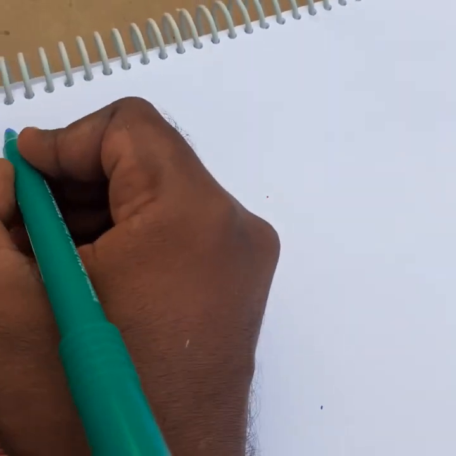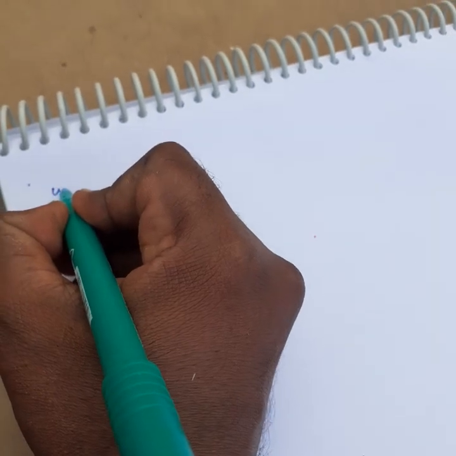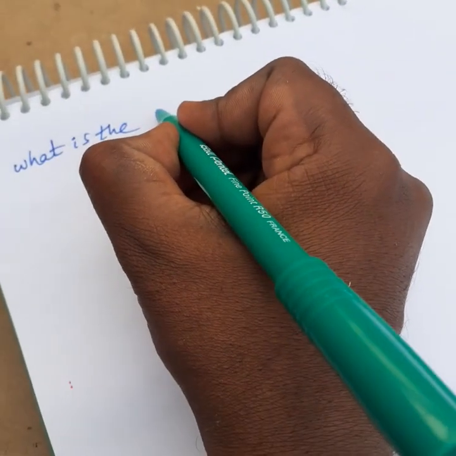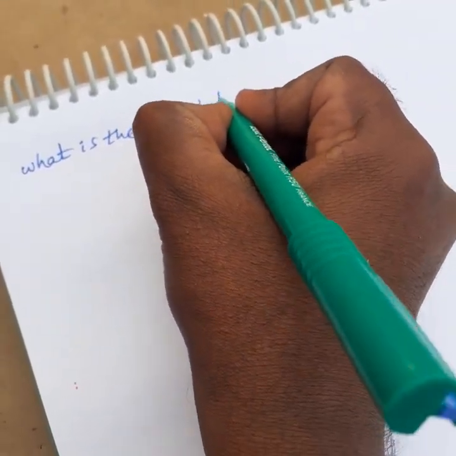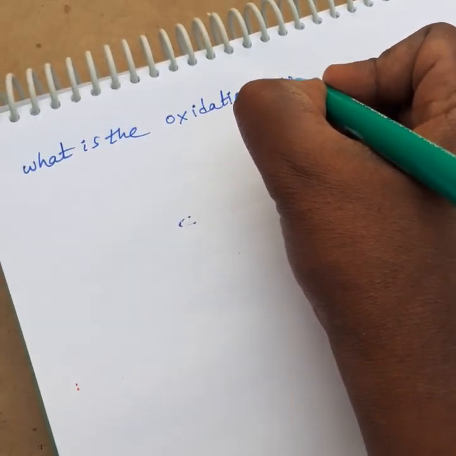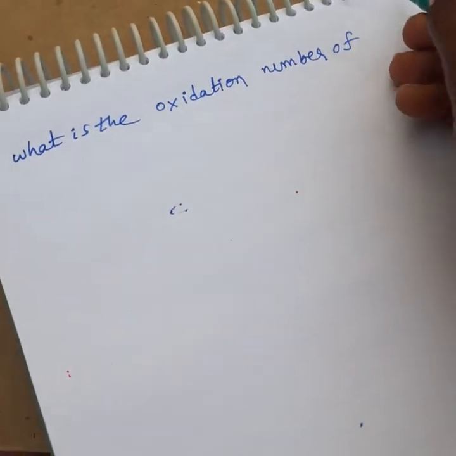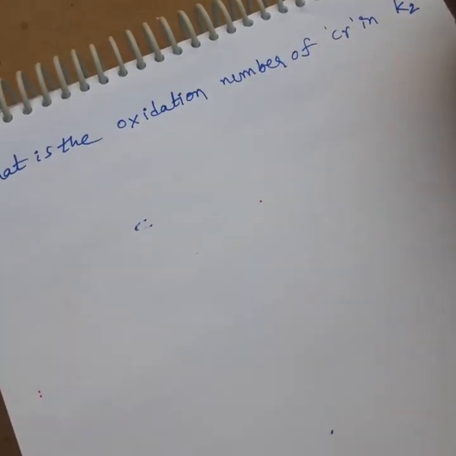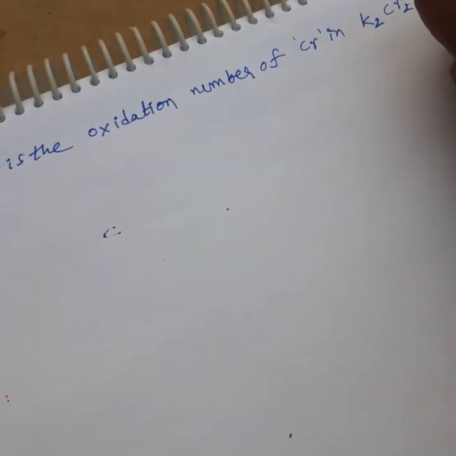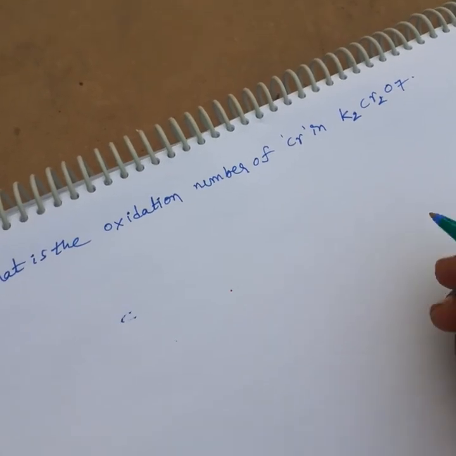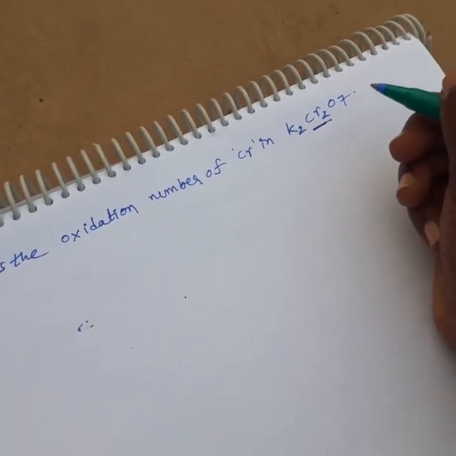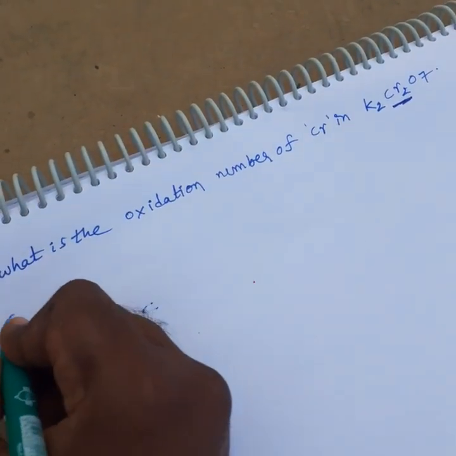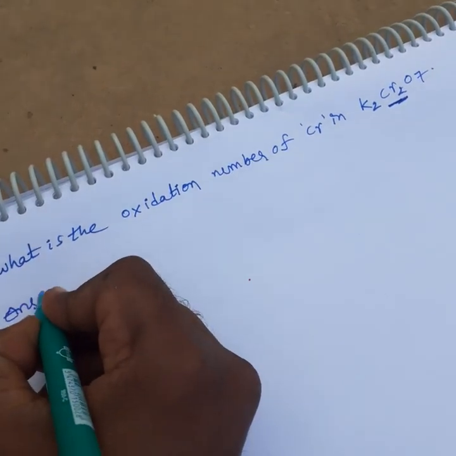In general, what is the oxidation number of chromium in K2Cr2O7? Here we can find out the oxidation number of Cr.